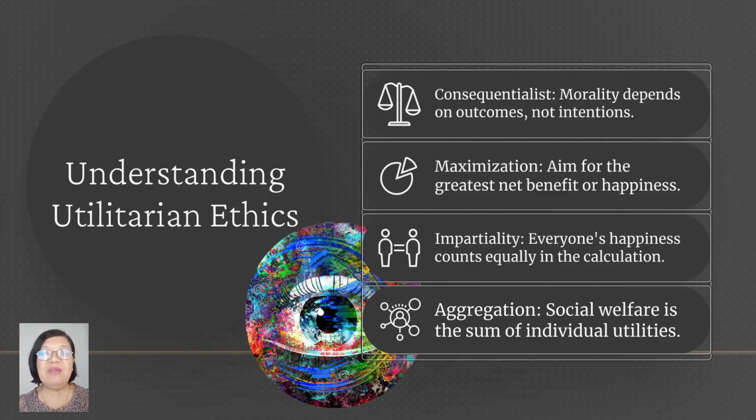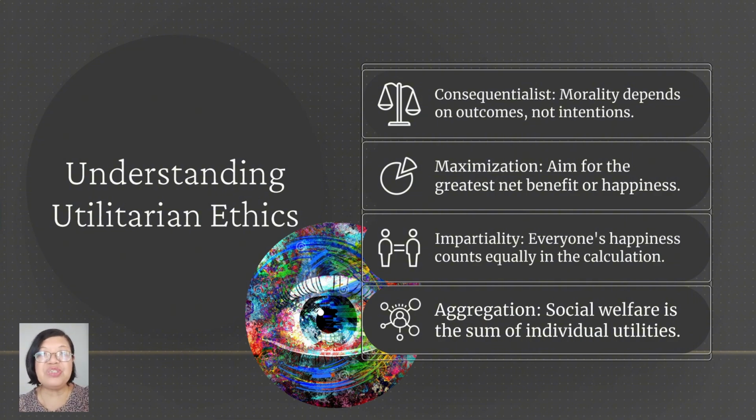The classical formulation comes from Jeremy Bentham, who argued that nature has placed humanity under the governance of two masters. These are pleasure and pain. Thus, actions are right if they produce pleasure and wrong if they promote pain.